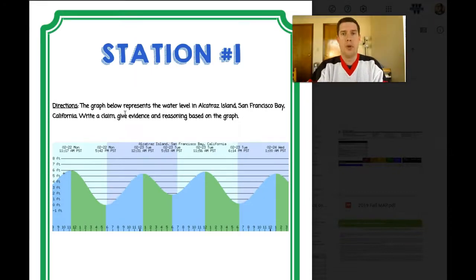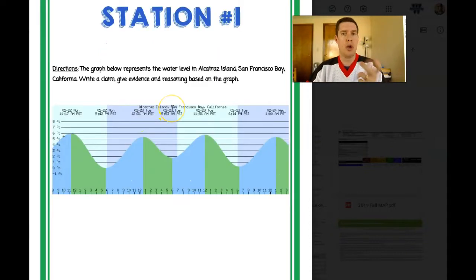So this would have been, had we been at school, spots around the room that you would travel to, you and a partner, and you would be looking at the data on the page here at station 1, and then you'd be reading the directions, and then you and your partner would look at this and go, okay, what claim can we make? What evidence on this graph or chart is supporting our claim, and then the reasoning is something like, okay, well, why does this happen in the first place?